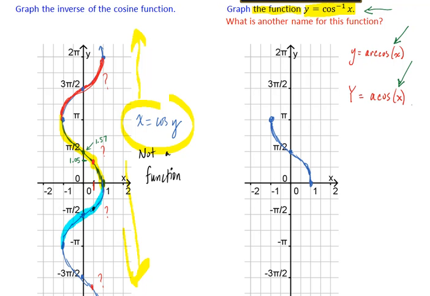So that's the end of this video on the inverse cosine function.